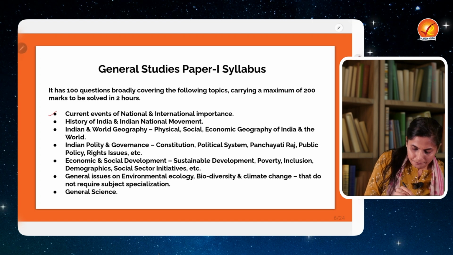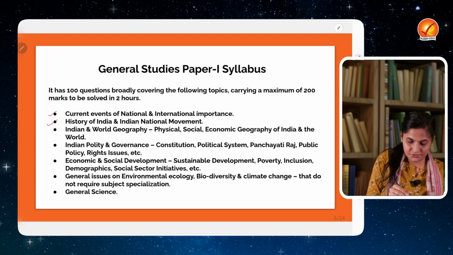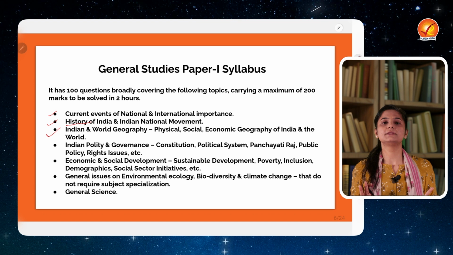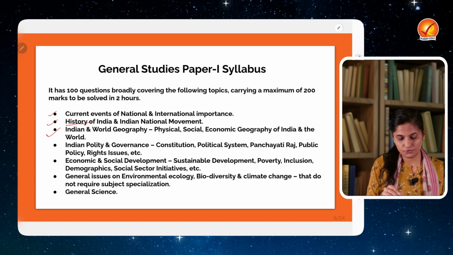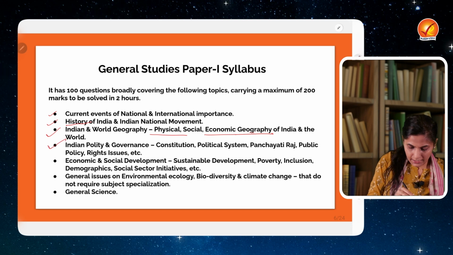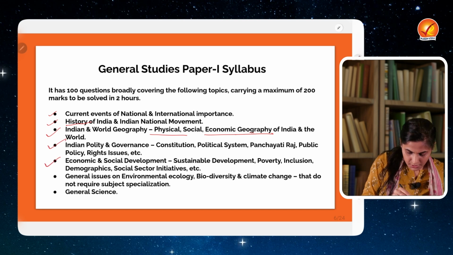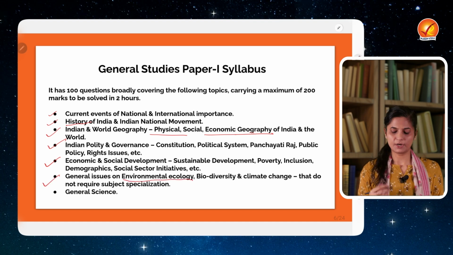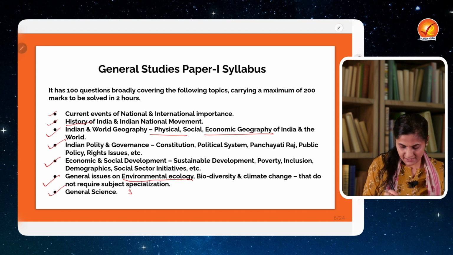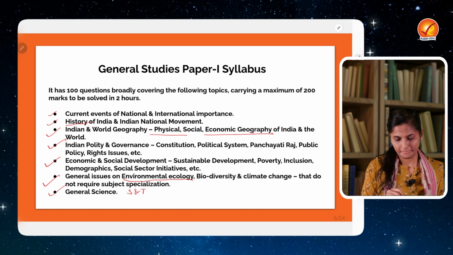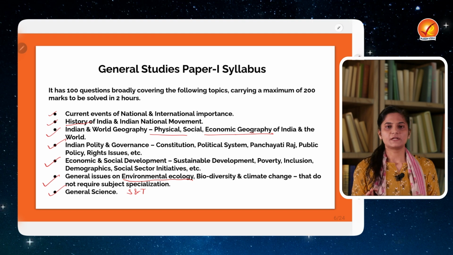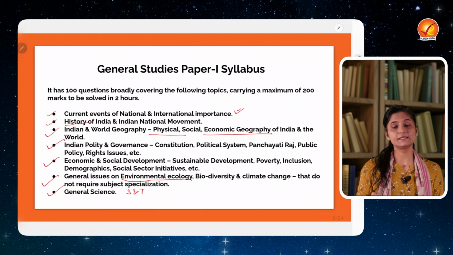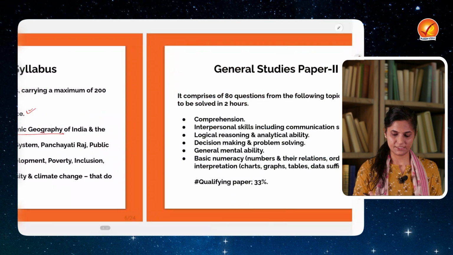For the first paper of the prelim stage, you have to read the history of India and the Indian national movement. You have to read Indian and world geography, physical as well as human, and then polity, governance, constitution, economic and social development, and environmental studies and ecology, biodiversity, climate change, and of course science and technology, which is also known as general science. All the important events of national and international importance are also part of the prelims syllabus. Basically, it covers contemporary newspaper coverage.